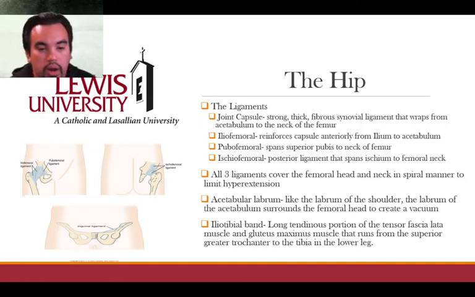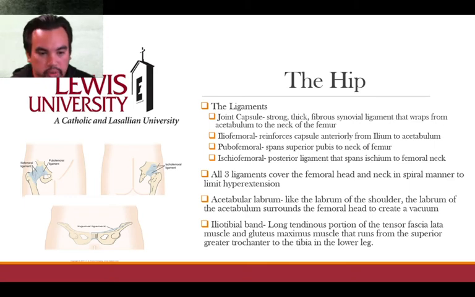All three ligaments are covering the femoral head and neck in a spiral manner to limit hyperextension, so it's almost like a torqued up spring if you think of it. It's a spring that allows some movement into flexion but not hyperextension. As you move into hyperextension, those ligaments really tighten up, almost like a Chinese finger trap. If you remember those as a kid, that's kind of what happens to help increase some stability anteriorly in that ball and socket joint.